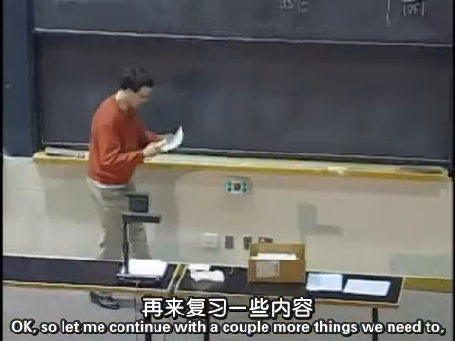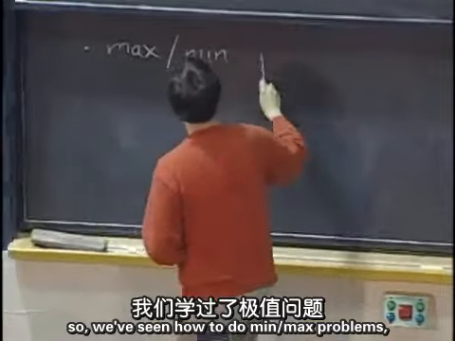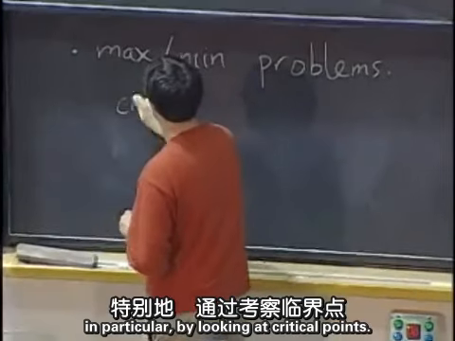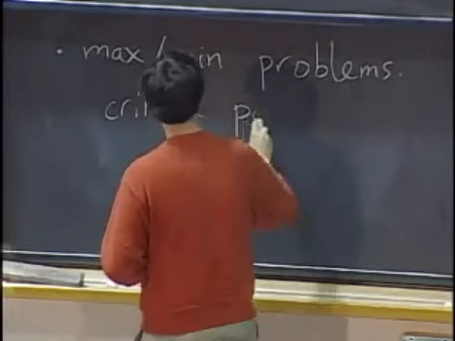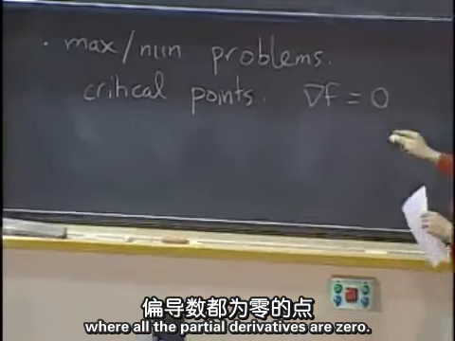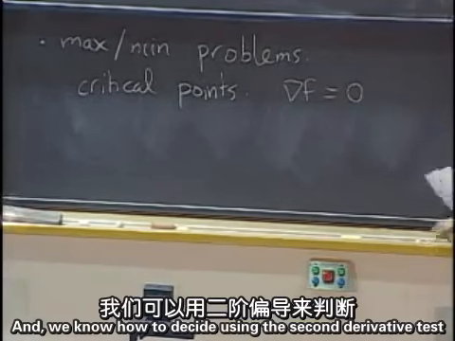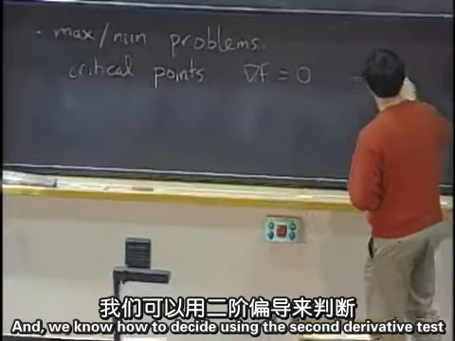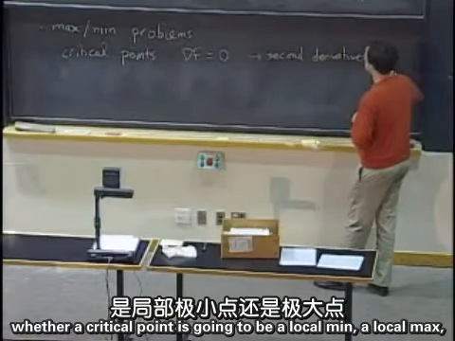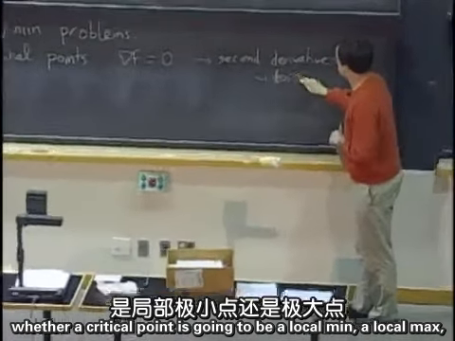So we've seen how to do min-max problems, in particular by looking at critical points. Critical points, remember, are the points where all the partial derivatives are 0. So if you prefer, that's where the gradient vector is 0. And we know how to decide using the second derivative test whether a critical point is going to be a local min, a local max, or a saddle point.